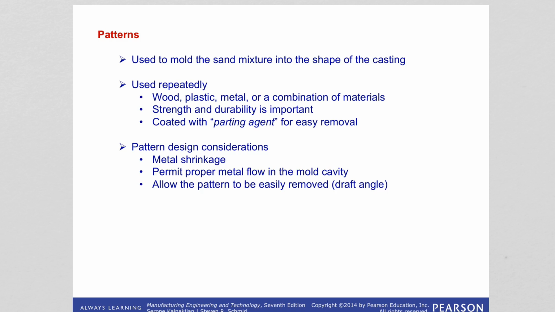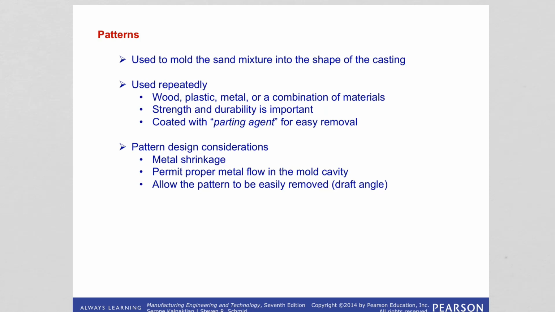So what are patterns? Patterns are used to mold the sand mixture into the shape of the casting. They can be made from wood, plastic, metal, or any combination of materials. Their selection will depend on the size and the shape of the casting, dimensional accuracy or quality of the casting, or the molding process. The patterns can be used repeatedly to make the molds. Therefore, their strength and durability is very important when you are selecting the material to make the pattern.